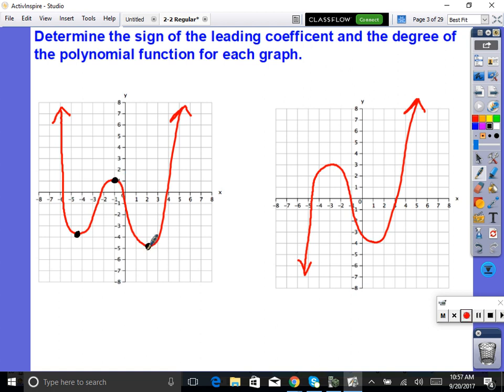This one's not on your worksheet, so you're just looking up here. 1, 2, 3. It has 3 turning points. So what's the degree? 4, right, everybody? So it's x to the fourth.